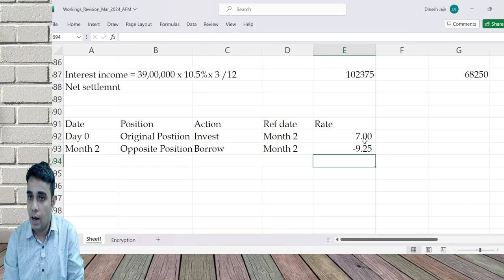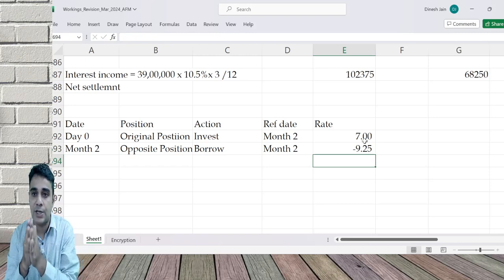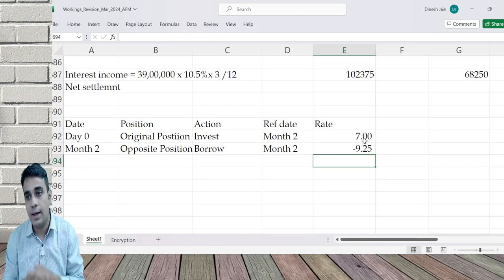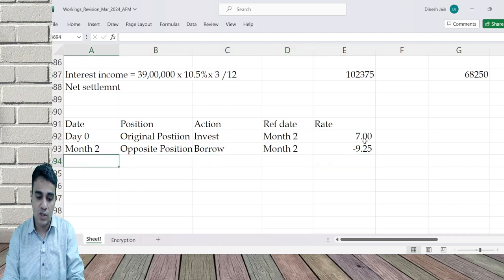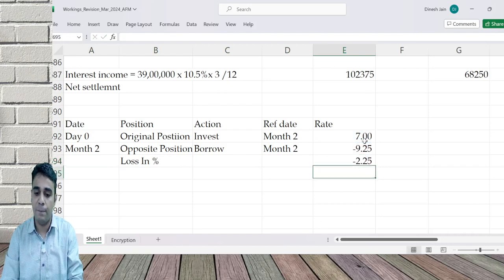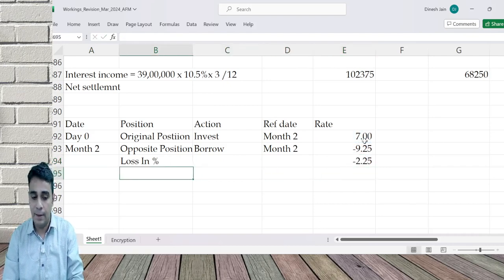Again, I am repeating the format: date, position, action, reference date and rate. What you wanted to originally do, you told me, was invest. I have written invest. At what rate? 100 minus 93, 7%. You came back after 2 months and found out the actual rate. It is 9.25. Loss in percentage: I'm losing 2.25%. Loss in rupees.